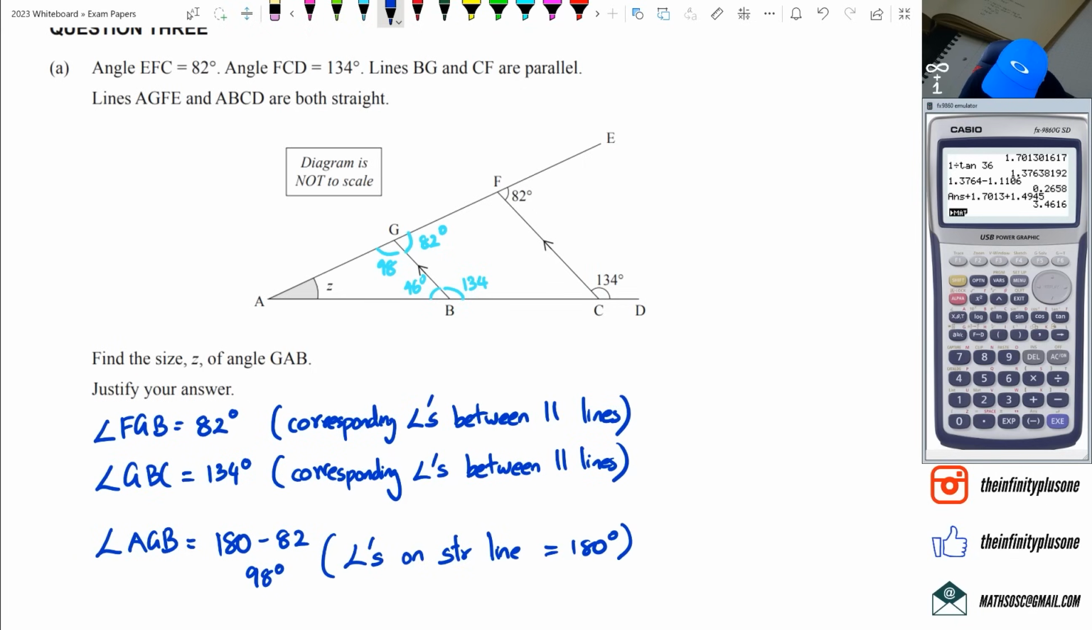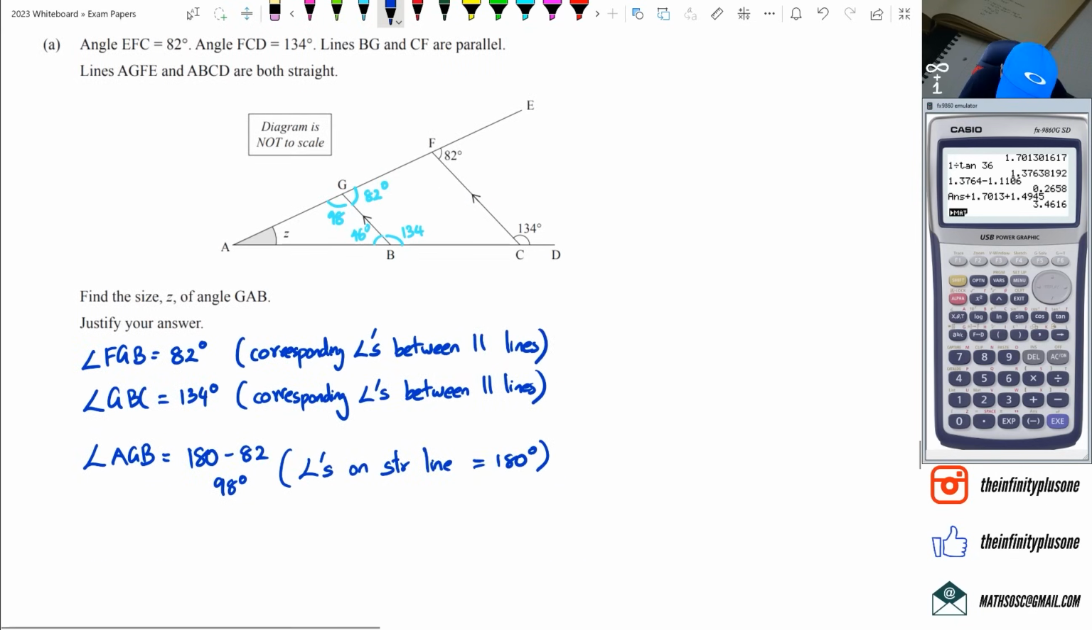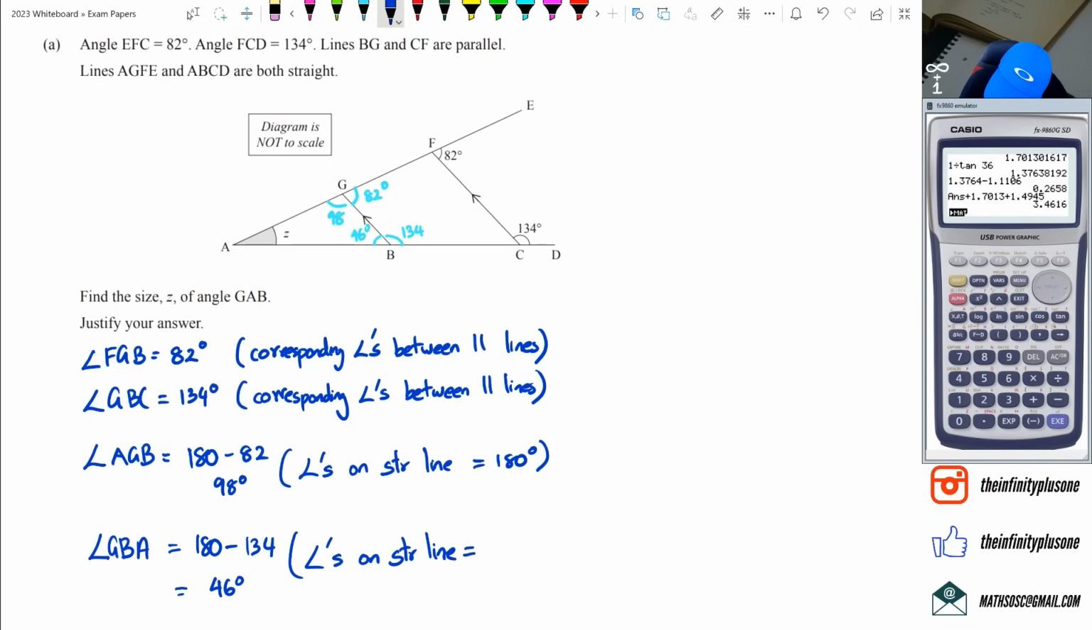And I'm going to repeat the process for angle GBA, which is going to be 180 take away 134, which gives me 46 degrees. And once again, that's angles on a straight line equal 180 degrees.